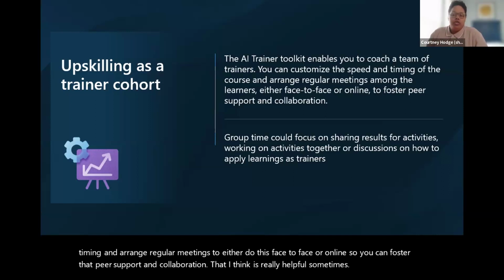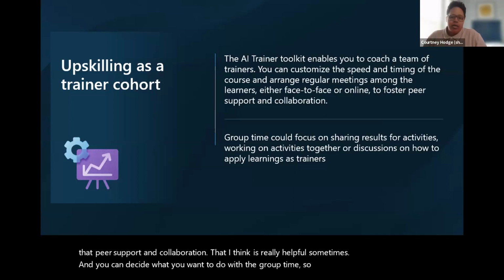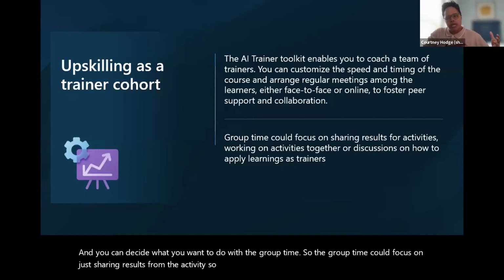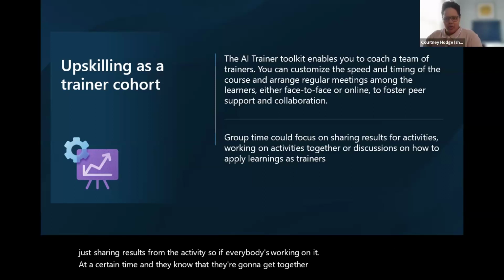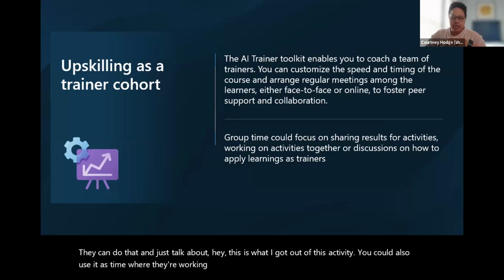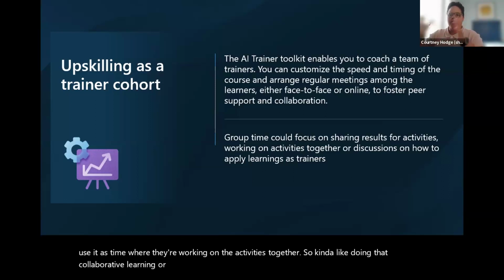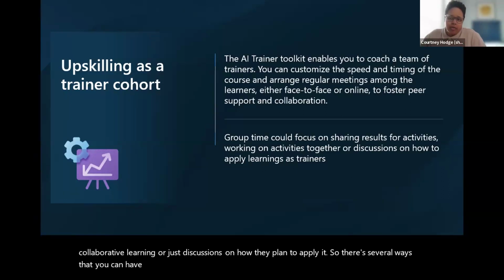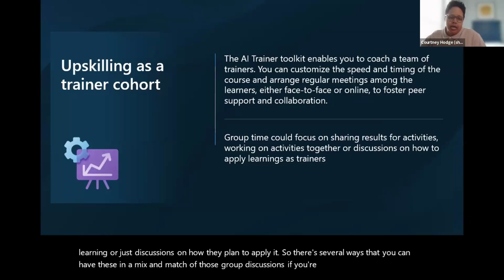And you can decide what you want to do with the group time. So the group time could focus on just sharing results from the activity. So if everybody's working on it at a certain time and they know that they're going to get together and talk about activity one, they can do that and just talk about, hey, this is what I got out of this activity. You could also use it as time where they're working on the activities together. So kind of like doing that collaborative learning, or just discussions on how they plan to apply it. So there's several ways that you can have these in a mix and match of those group discussions if you're doing it as a trainer cohort.